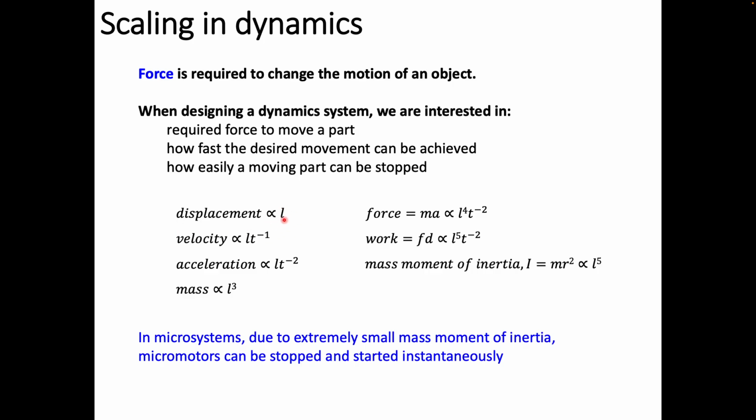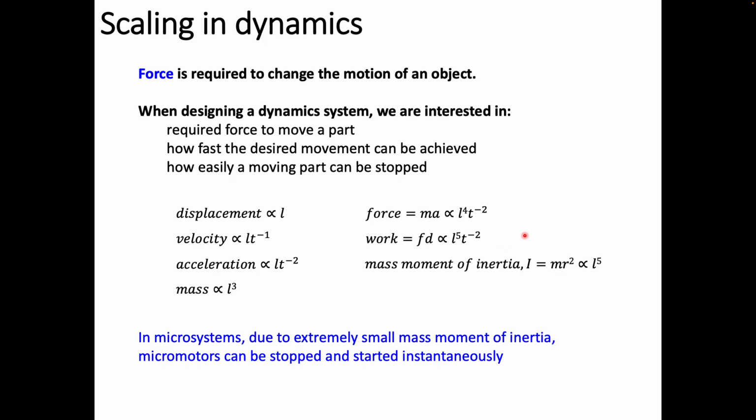Displacement is meter, and velocity is meter per second, that is, length per time. Acceleration is meter per second squared, so L over T squared. Mass is proportional to volume, so that's L cubed. Force is mass times acceleration, so you multiply these. Work is force times distance, so you multiply that again, and we have L to the power of 5 over T to the power of -2.